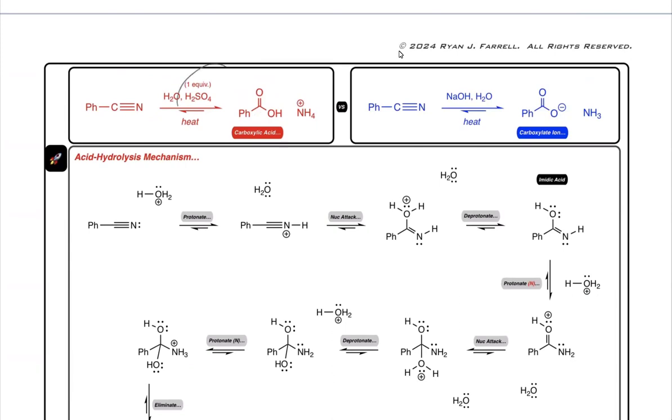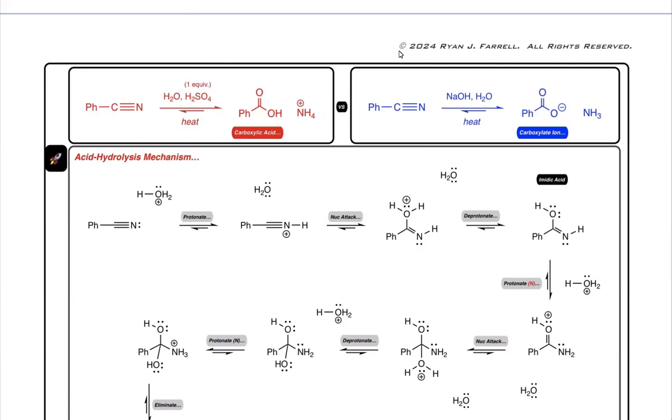Note that we need to use a full equivalent of acid to do this transformation. That's because our leaving group, the amine, will ultimately consume the acid. It is not regenerated in a catalytic fashion. So a full equivalent of acid is required. The amine byproduct is protonated.